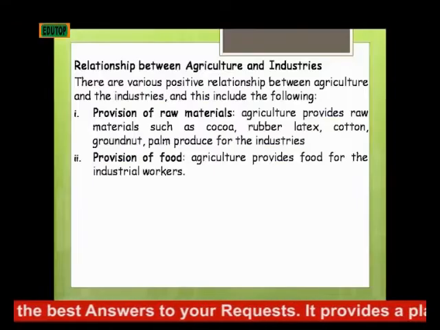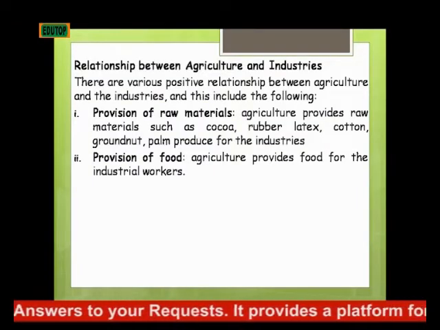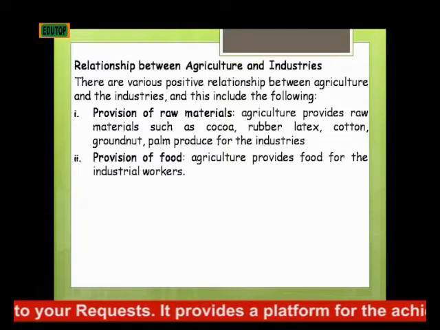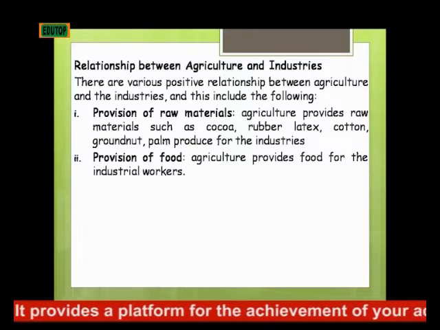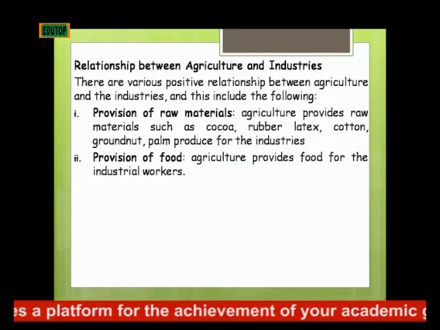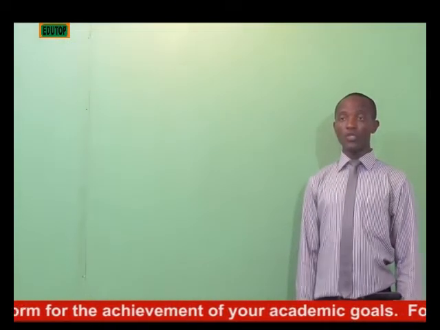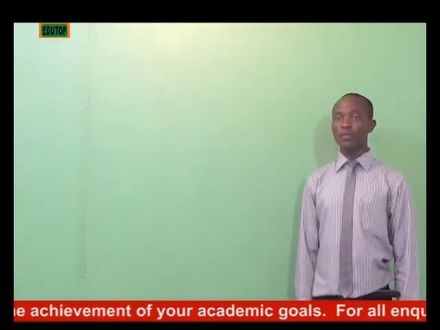Then 2. Provision of food. We are discussing the relationship between agriculture and the industries. Provision of food. Agriculture provides food for the industrial workers. That is, the food that the industrial workers eat. It is agriculture that provides it.